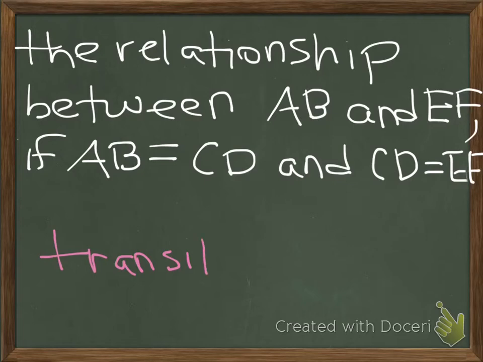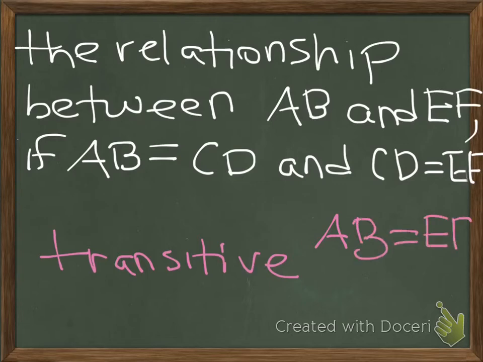So the transitive property basically means taking out the middle. If you have a segment or anything that's equal to that same thing, you can take the first and the last terms and put them equal to each other. So we could basically do AB equals EF based on the transitive property.